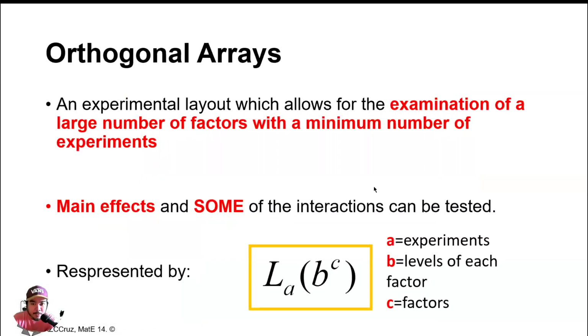Okay. So Taguchi's orthogonal array is given in this notation, no? L sub A, B to the C. Okay. So where A here is your number of experiments, B is the number of factor levels, and C is the number of factors.